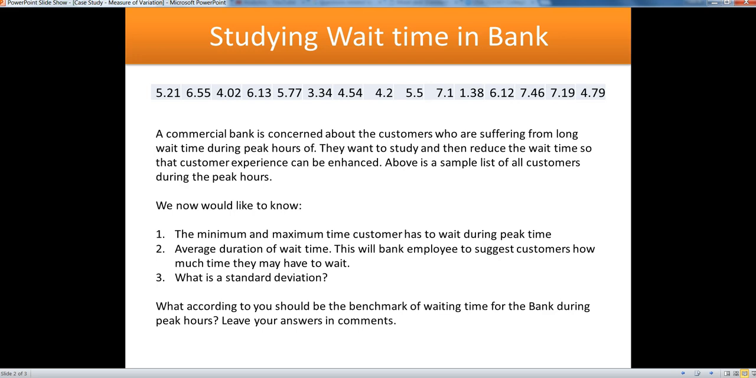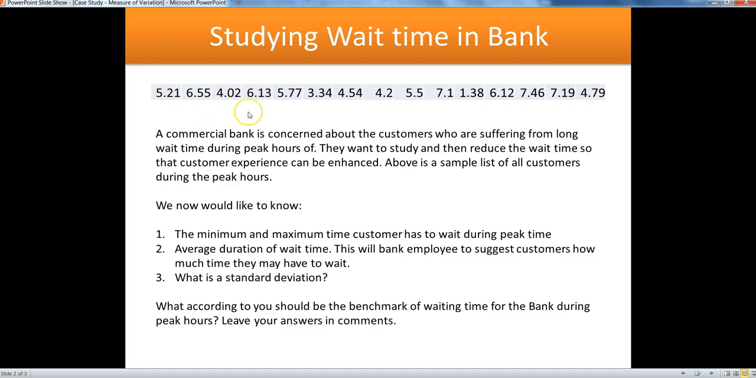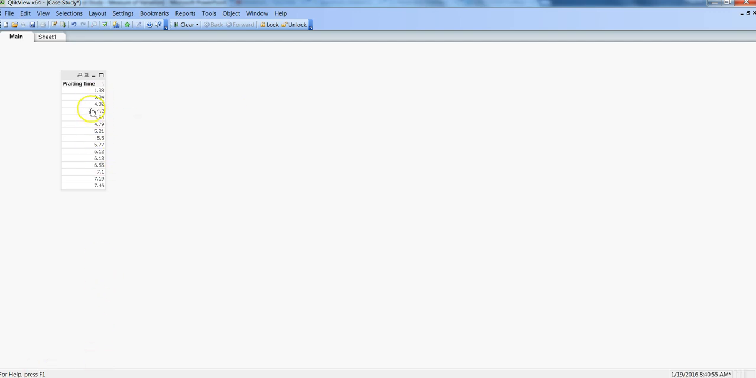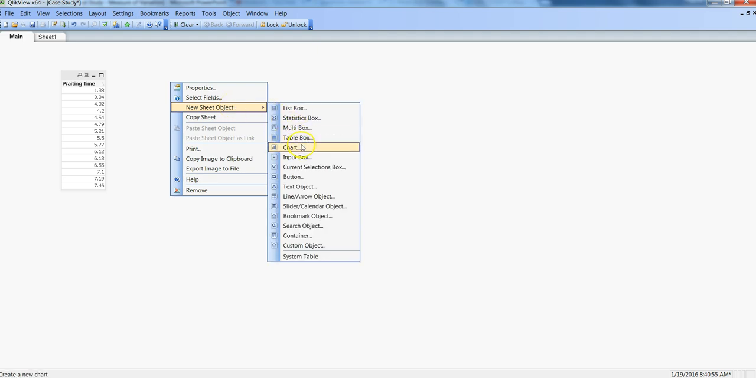So let's go ahead and see how we can do this in QlikView, which is very simple. I have explained it in my previous videos. So let me go to QlikView. Here is the same data, just a bit sorted. If I need to figure out the standard deviation, average, minimum and maximum, I have two choices. I can right click, go to new sheet object, use the chart and input the formula, or I can use the statistics box.